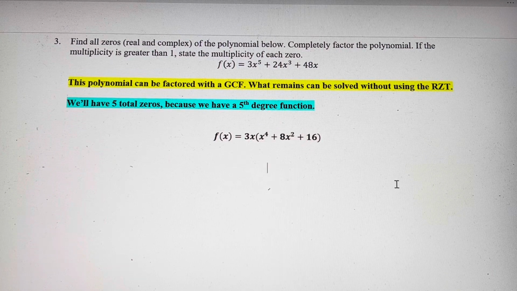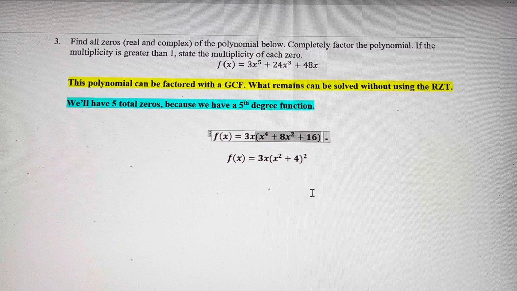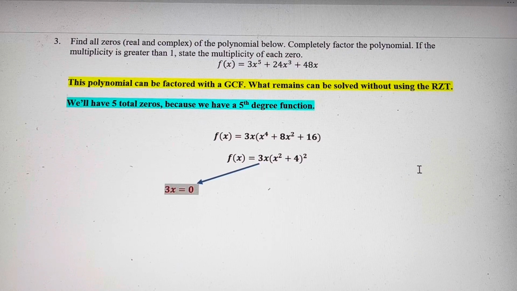All right, so that leaves us with 3x as my first factor. And then when I factor that, I get x squared plus 4 to the 2nd power, okay? So remember that x squared plus 4 to the 2nd power is equivalent to this trinomial, okay? If you can't factor that, this one's going to be a much harder problem. All right. So, again, first zero, I know we're going to set that equal to 0. So my first zero is 0, okay?